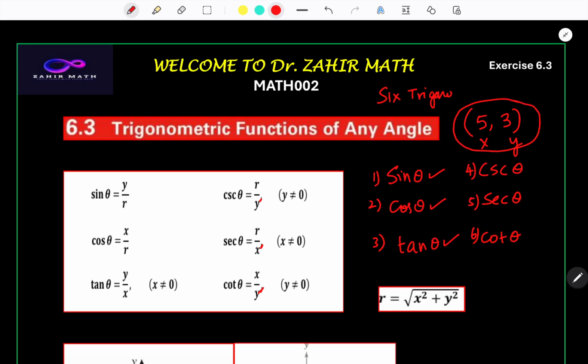For this, you need to remember the following rules, just these 3 rules. Sine theta is y by r, where this is your y. Cos theta is x by r, where this is your x. Tan theta is y by x, where this is your y and this is your x.